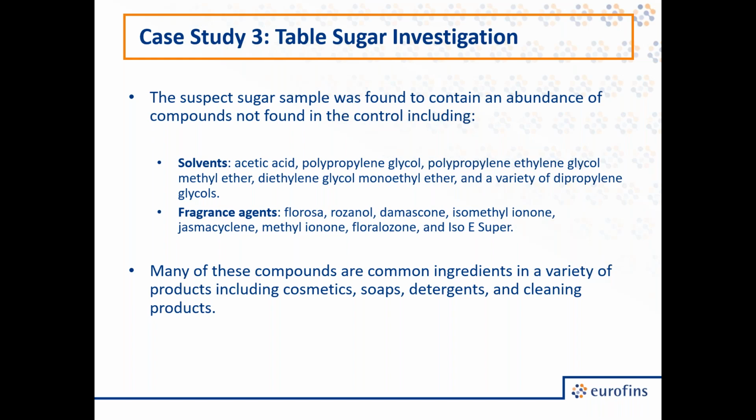Many of these compounds are known to be common ingredients in a variety of products, including cosmetics, soaps, detergents, and cleaning products. The presence of acetic acid, along with some of these other compounds, suggested a cleaning product. So this suggested that the complaint sample had been contaminated. Using this information, the processor was able to go back to the customer who made the complaint, and the customer said that they had been storing their table sugar open on the counter next to their sink, where they would often do dishes.